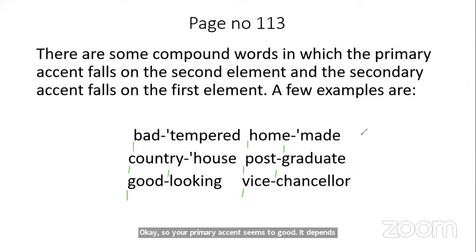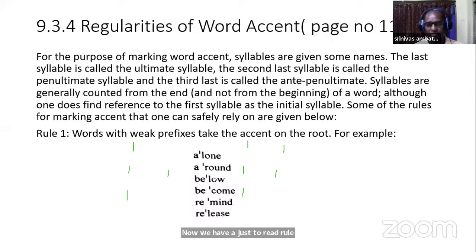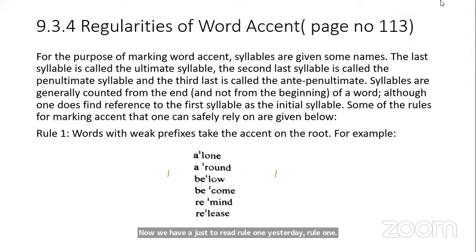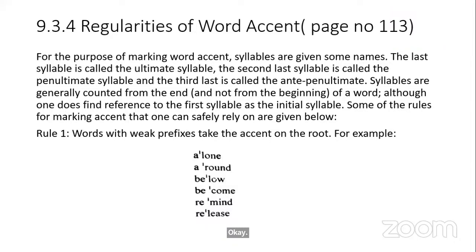Now I move on. Now we have just to read rule one. Don't read the whole text. Words with weak prefix take the accent on the root. For example, what is this prefixes? You have A, B, R, E as prefix. Weak prefix means they are not stressed, it keeps on changing. Strong prefix means the sound will not change. Now read this first word, you will know.